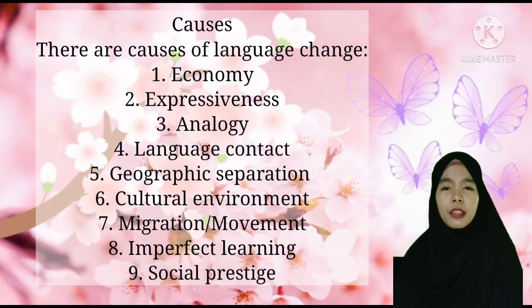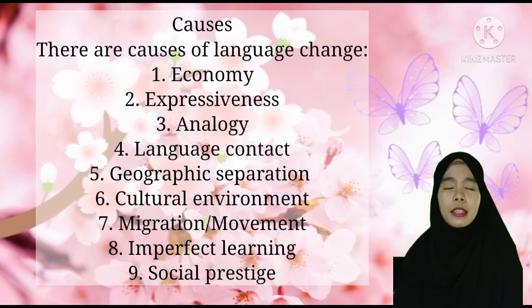Number 8 is imperfect learning. It occurs regularly in one part of society, such as immigrant groups, in which the minority language forms a substratum and the changing form can eventually affect the use of the majority.